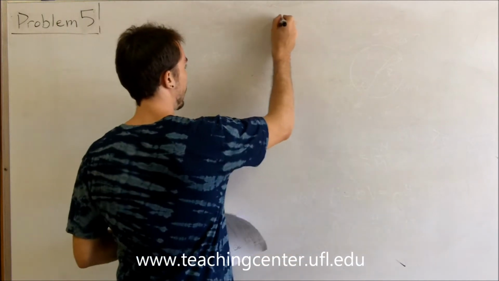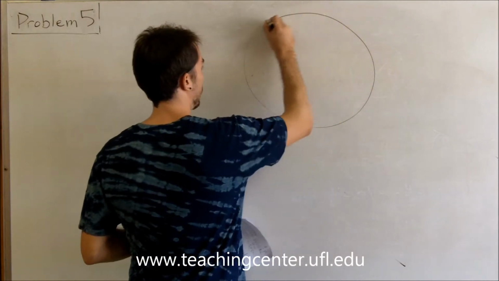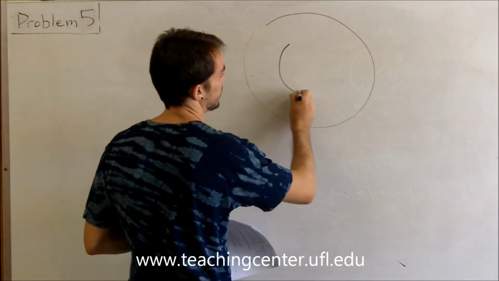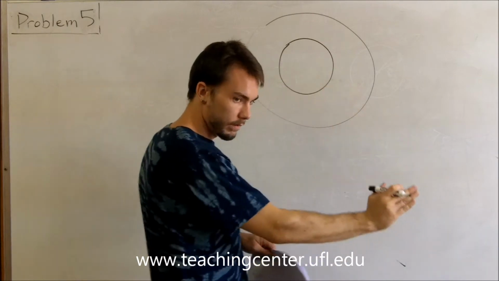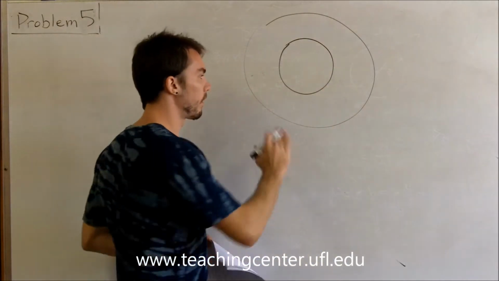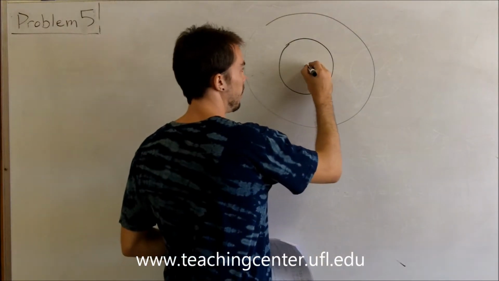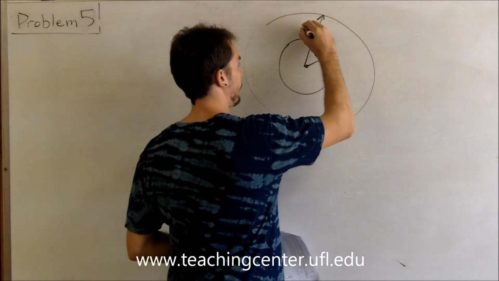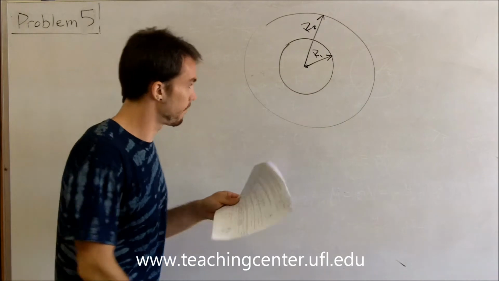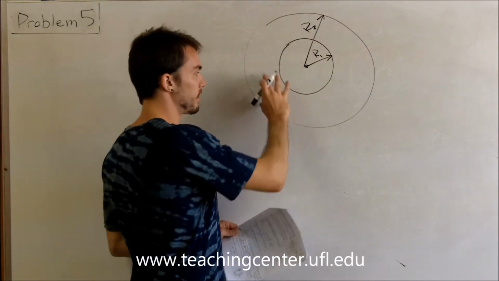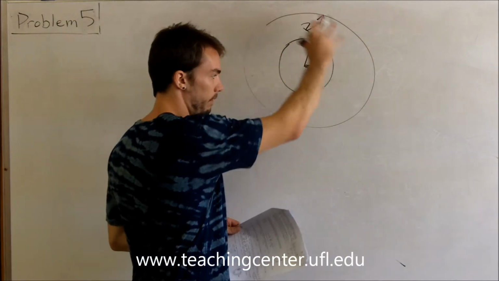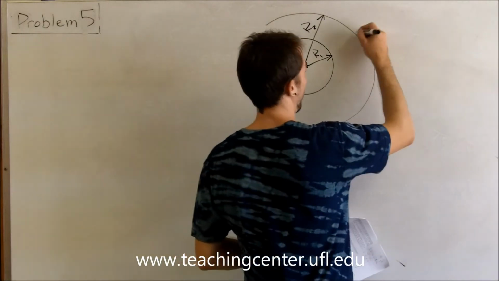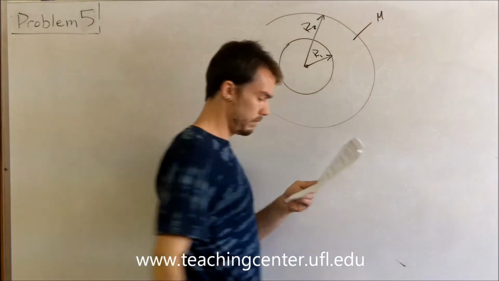So we have a spherical shell, which we'll draw like a donut, take the cross section, so you're just looking at the sphere like this, and they tell us it's an inner radius r1 and an outer radius r2. Now it has a mass m, which is going to be distributed uniformly throughout this sphere. So we know it has this mass m.